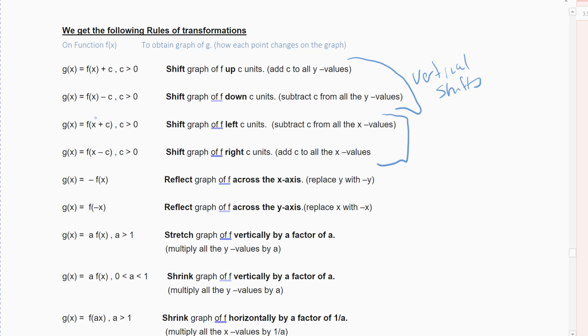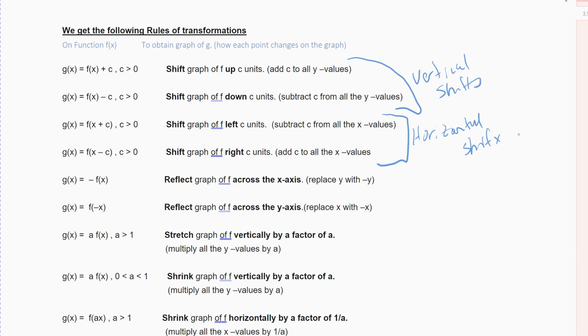All of the x values, subtract that, because again, I want to get back to x. So if I want to get back to x, I have to take that c value and subtract it. Same thing when you subtract, you have to add that c value to all the x values to get back to the original x. And so this is the horizontal shift. And horizontal means in the x direction, right? Vertical means in the y direction, up and down. Horizontal is the x direction, left and right.